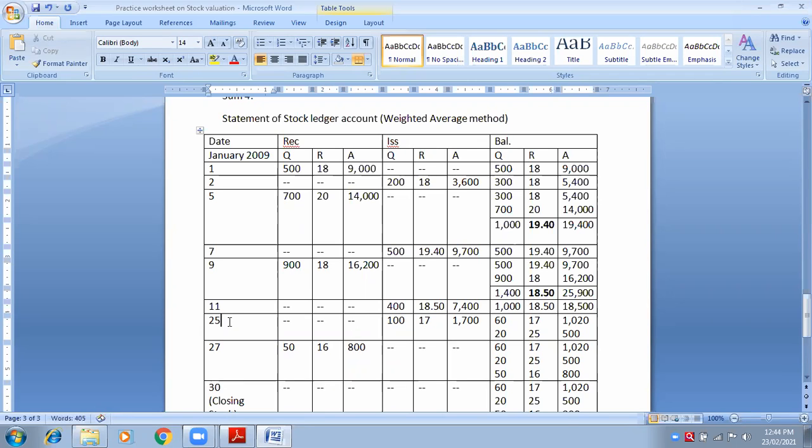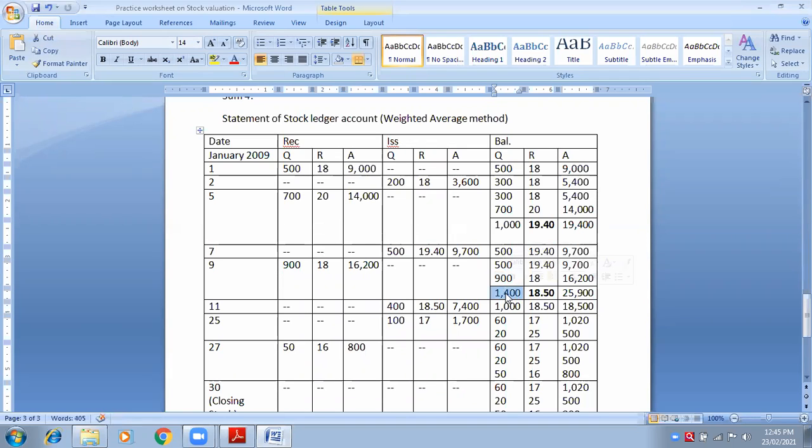Is that very clear? In fact, this weighted average method is very, very easy. According to me, weighted average method is easier than FIFO method, because in FIFO method we have to see what is the first slot, what is the second slot, how much is the shortage, and we have to take the help of the third slot. There is confusion there. There is no point of confusion in the weighted average method.